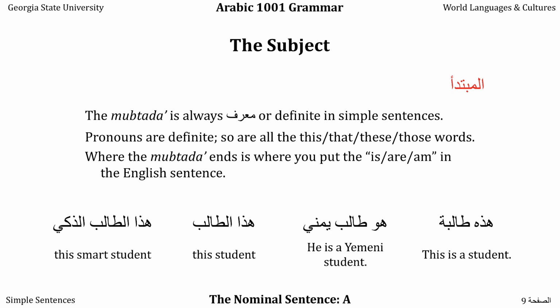Hadha and at-talib, oh wait, hang on, they're both definite. It's not a sentence because we never go from definite to indefinite, and therefore this is a phrase, not a sentence, so we say this student. In the last example, hadha is definite because it's a demonstrative, and at-talib and adh-dhaki are both definite as well. So this isn't a sentence either. It's a phrase. So this means this smart student.